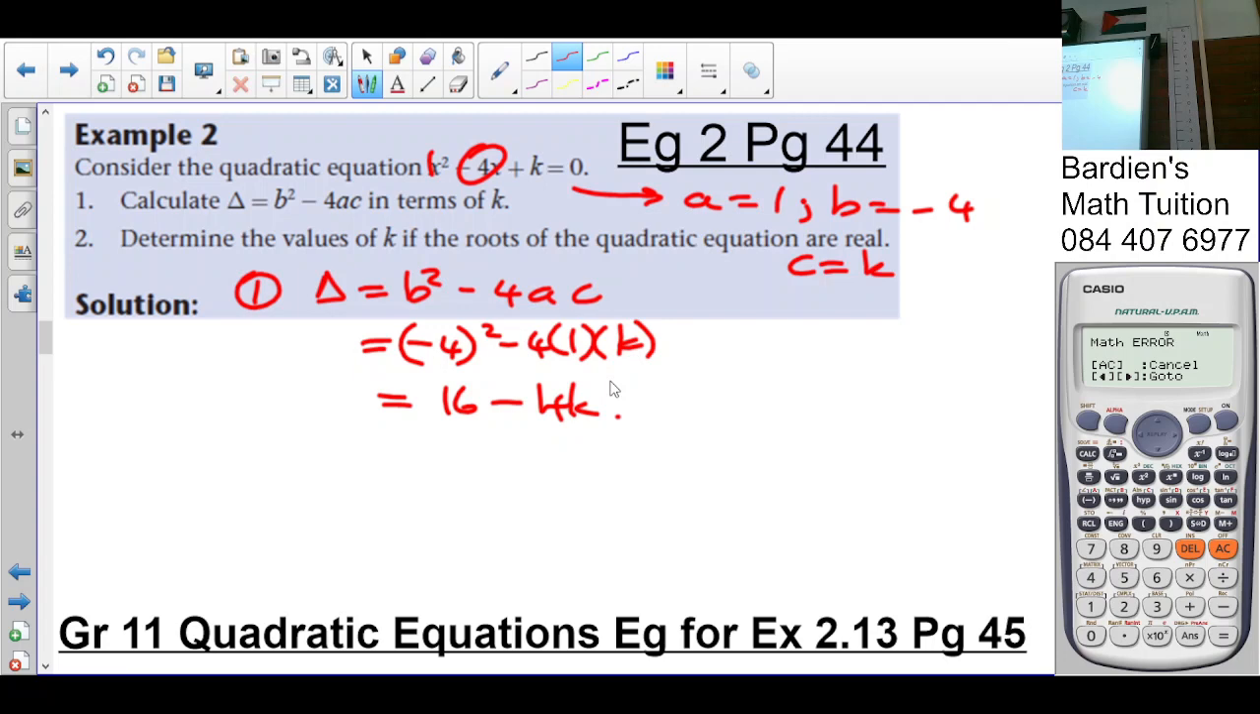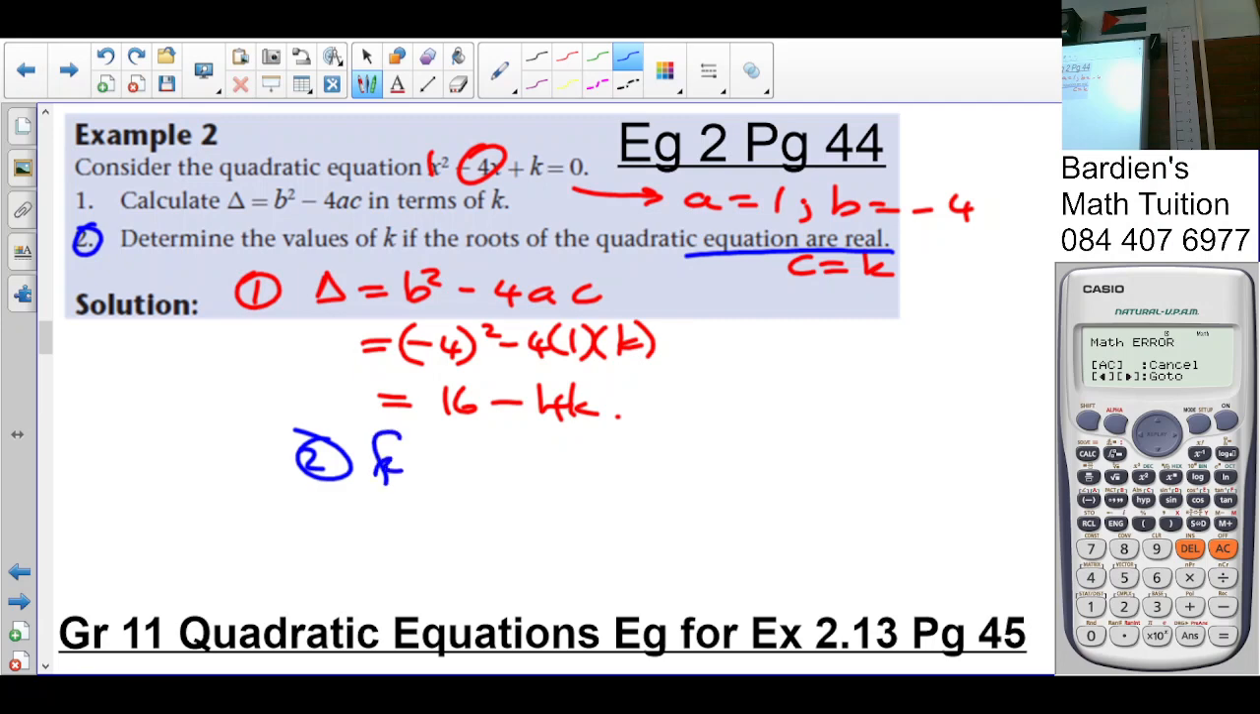Thank you. Okay. So that is your delta in terms of k. Remember, I'm not going to take anything over the equal sign to say is delta. Okay? So we're not going to solve for k. However, in number 2, we are told determine the value of k if the roots of the quadratic equation are real. So under what condition would it be real? It will be real if delta is greater than 0, non-perfect square, greater than 0, perfect square, and will be real if delta is equal to 0.